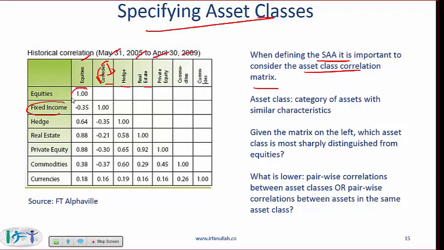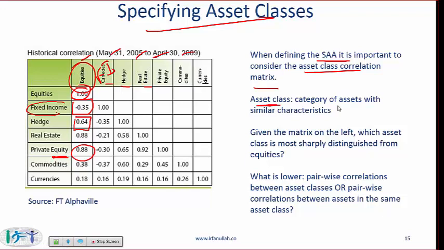So notice the correlation between equities and equities is 1, but correlation between fixed income and equities is minus 0.35. Correlation between hedge fund and equities is 0.64. So the diversification concept kicks in. You want to put money in different asset classes that have a low correlation. This shows that the correlation between private equity and equities is high, which would imply that putting money in equities and private equity does not give you a big diversification benefit. But putting money in equities and fixed income will give you a diversification benefit because the correlation is low.